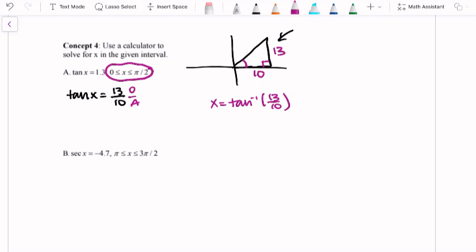Okay, and so if I get out my calculator and type this in, one thing you want to do before you type this in is make sure you're in radian mode. I'm going to do tangent inverse, type in 13 over 10, and I'm going to get that x is equal to 0.915. Okay, and this is in radians.